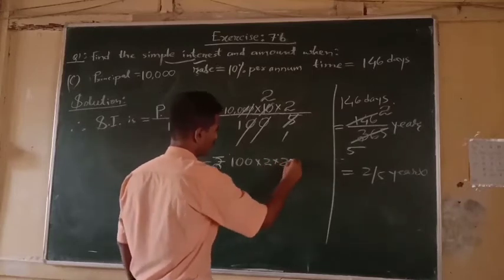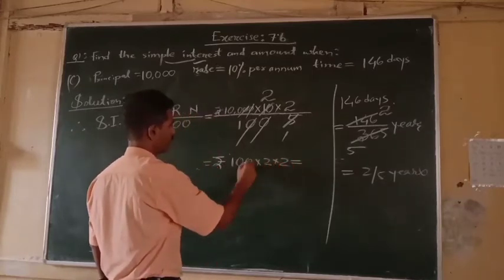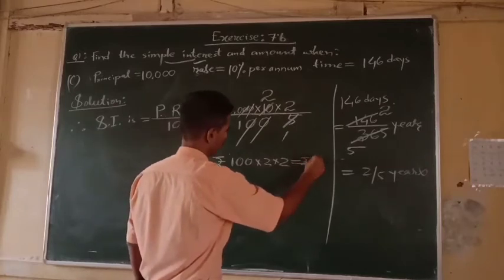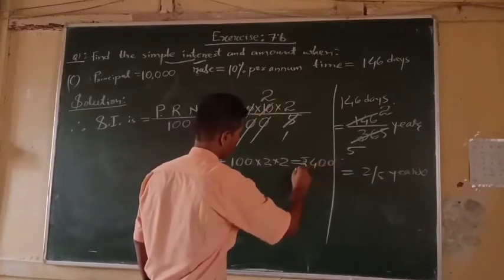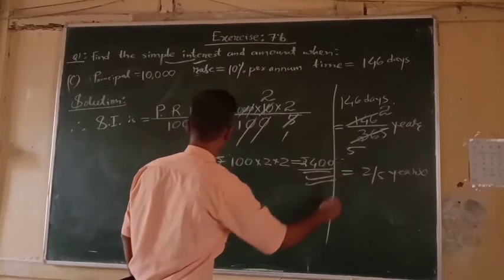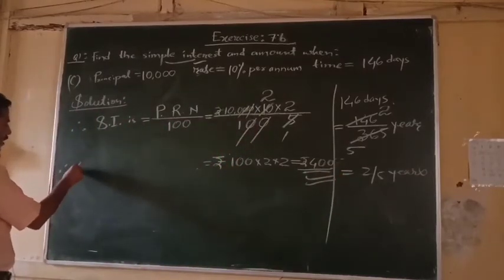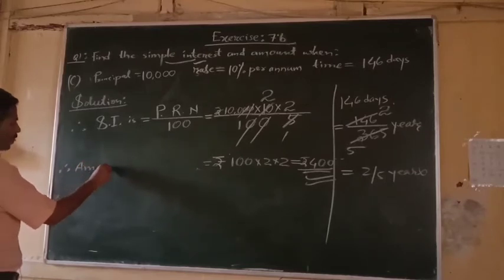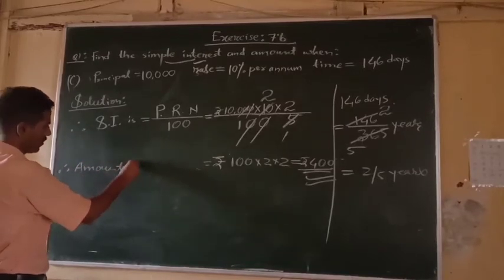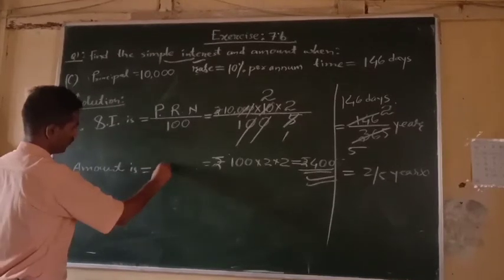So what have we got? 2 times 2 is 4, 4 times 100 is 400. Okay, this rupees 400 is our interest. Then, therefore, the amount is equal to, that is what?